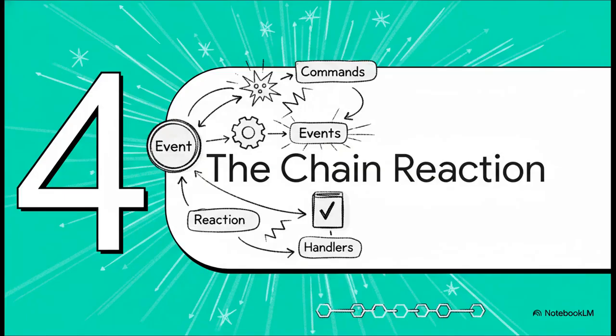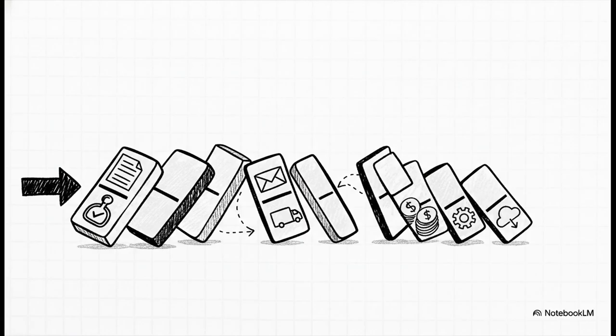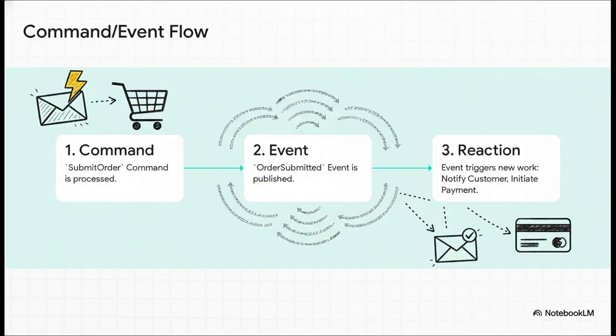But this is where things get really, really powerful. See, the story doesn't just end when an event gets created. Nope. In fact, that's usually just the beginning of a massive chain reaction. An event is so much more than just an entry in a log file. It's a trigger. It's like a starting pistol. When an event like order submitted gets announced, other parts of the system are sitting there, listening, just waiting to spring into action. Let's visualize this flow.